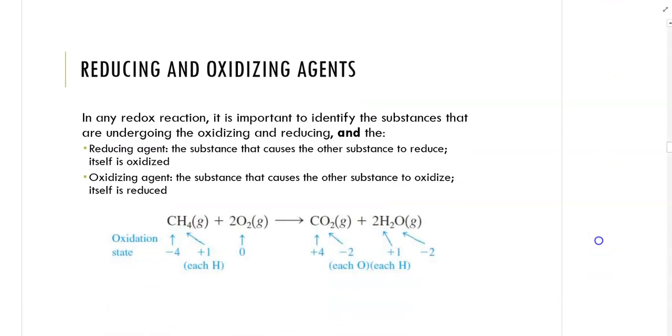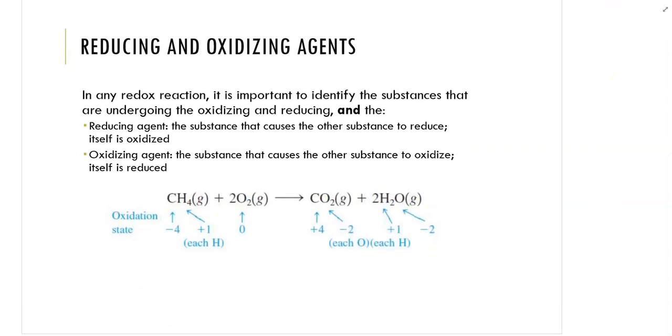All right. So let's finish this off by talking about reducing and oxidizing agents. When it comes to reducing and oxidizing agents, you basically are going to figure out which one is doing the reducing, which one's doing the oxidizing. In any redox reaction, it's important to identify the substances that are undergoing the oxidizing and the reducing. Also, we need to identify this term agent. This is an agent of change. This is the substance that's doing it.